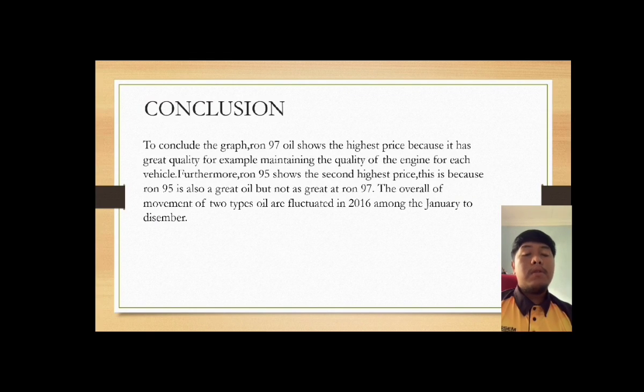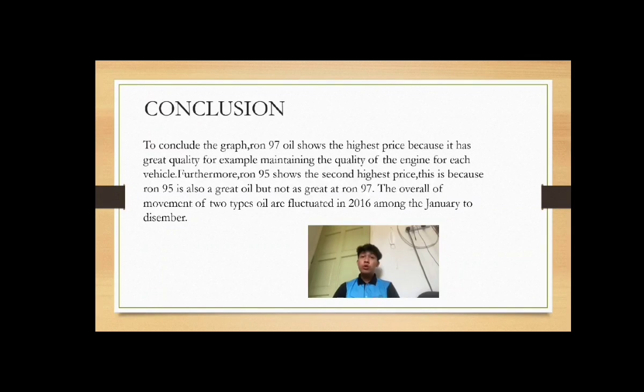Lastly, for the conclusion, to conclude the graph bar, RON97 oil shows the highest price because it has great quality, for example, maintaining the quality of the engine for each vehicle. Furthermore, RON95 showed the second highest price. This is because RON95 is also a great oil, but not as great as RON97. The overall movement of the two types of oil fluctuated in 2016 from January to December.